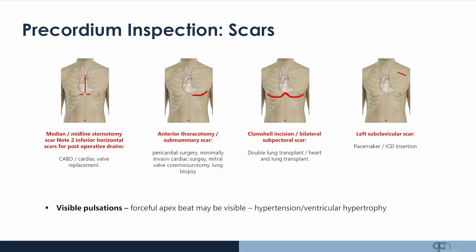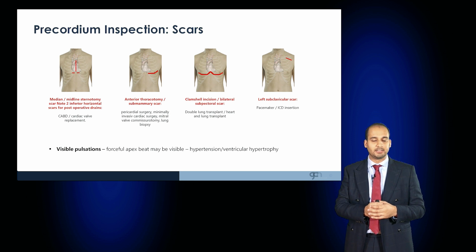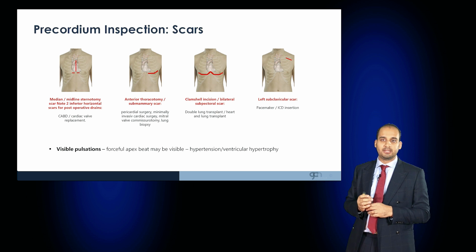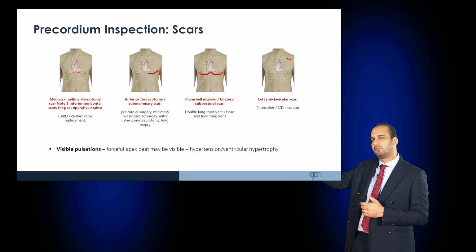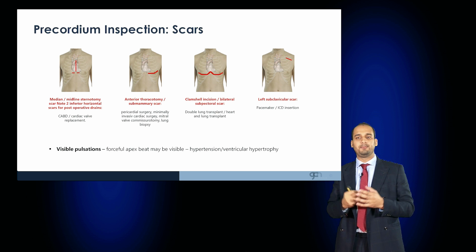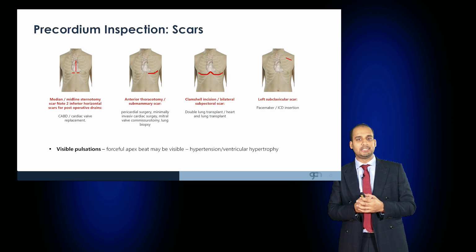The second image represents an anterior thoracotomy or a submammary scar. This can be used for pericardial surgery, minimally invasive cardiac surgery, mitral valve commissurotomy, as well as some respiratory biopsies surgery as well. The third image shows a clamshell incision, or a bilateral subpectoral scar, and this can be used for a double lung or a double lung and heart transplant. And you can see in the fourth image a subclavicular scar. This can be on the right side or the left side, and that can be used for a pacemaker or an ICD insertion.